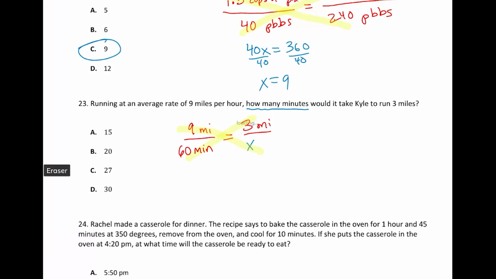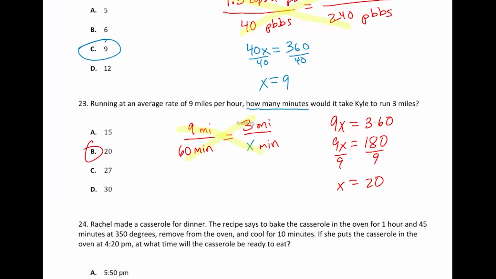And then just rework the problem the exact same way. But now we'll have the correct number of minutes. So we've got 9 times x equals 3 times 60. 3 times 60 is 180. So divide both sides by 9, and we get x equals the correct answer here, which is 20. So it should take 20 minutes to run 3 miles.